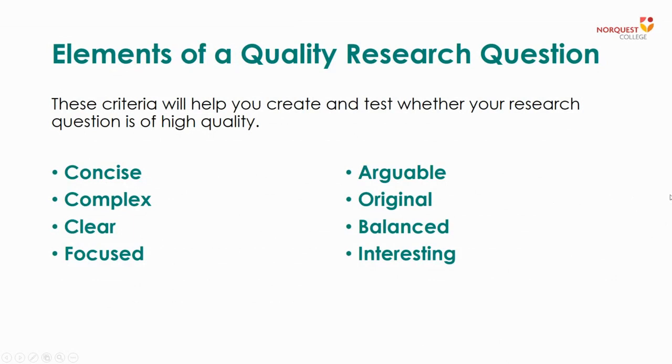So we're going to keep on going to the elements of a quality research question. When we say a quality research question, we're generally talking about a high quality research question. So there are low quality and high quality. We've broken them down into these 8 elements and we're going to explain them shortly. You do not have to memorize these at all. These are going to be available to you after the class on your slides and in the recording. But these are the things you should be aware of when you're writing your question. So these 8 criteria are concise, complex, clear, focused, arguable, original, balanced, and interesting.